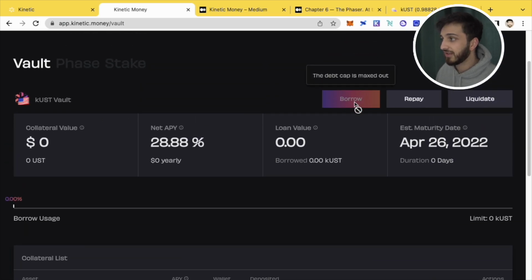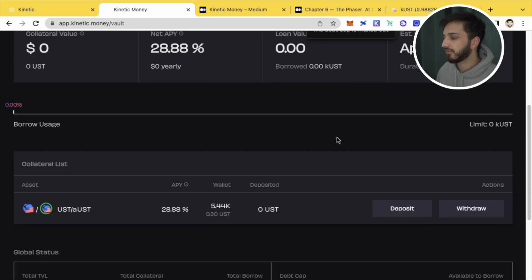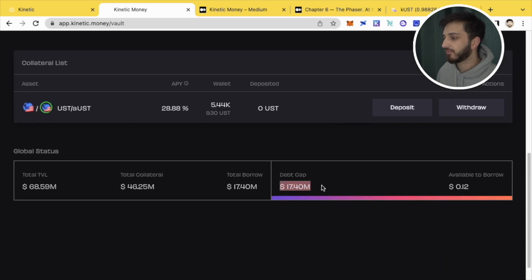Now, unfortunately, the debt cap is maxed out at the moment, and that is 17.4 million. So currently they are allowing users to borrow up to 17.4 million. That's because they don't have enough funds more than that in order to help maintain something called the phaser. And so we'll have to wait for the debt cap to increase.